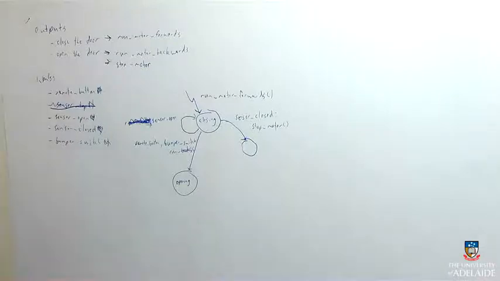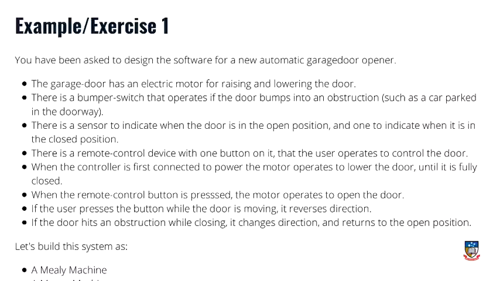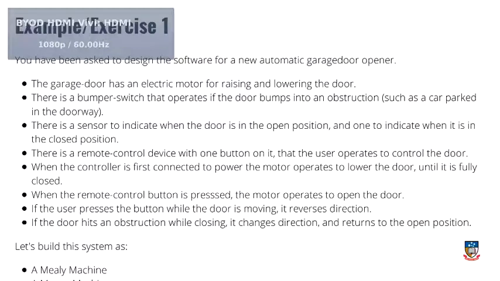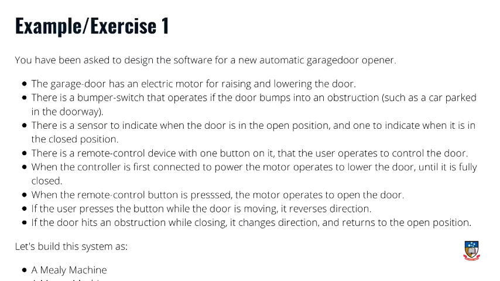We were talking just before about, okay, how do we interpret the initial state part? One could potentially argue that, based on the question, the system should initialize into the closed state. But the question text says that when the controller is first connected to power, the motor operates to lower the door. Oh, yeah, I suppose that could be initialized into the closed state. But then how do we determine that it's closed? Ah. Gosh dang it. Okay.